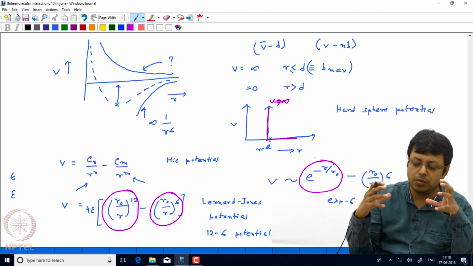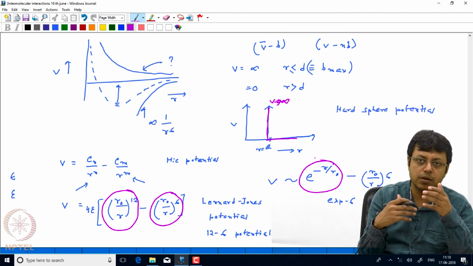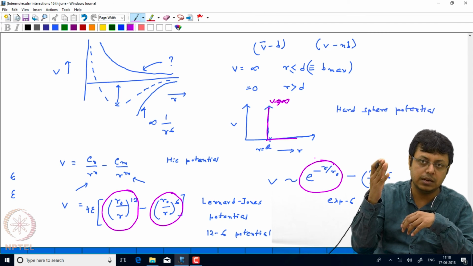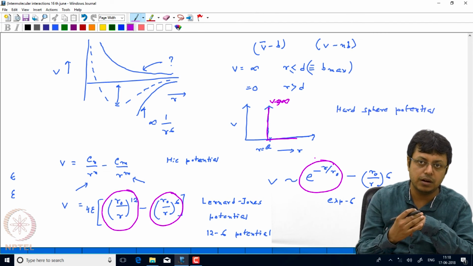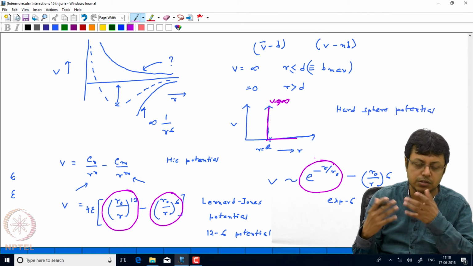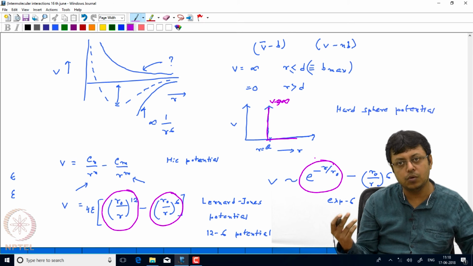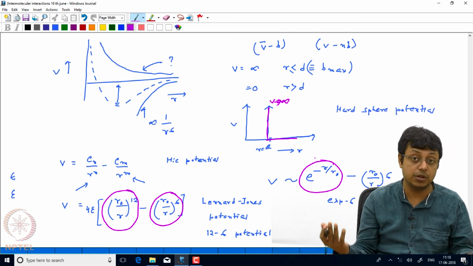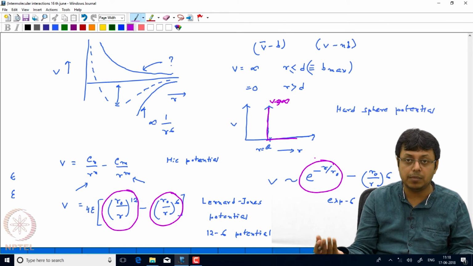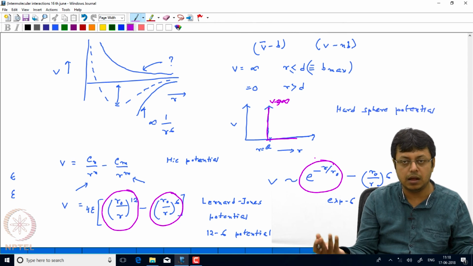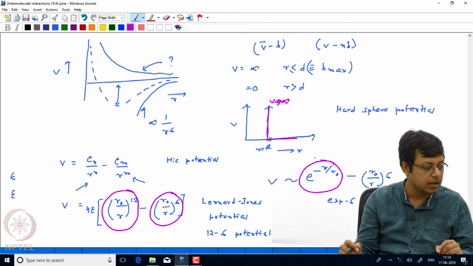So, it is mostly like the energy shoots up as e to the power minus r by r 0, because the wave function for a 1s orbital, or the electron density, the square of that, goes as e to the power minus r by r 0. So, that is how it is argued that a more realistic potential will be e to the power minus r by r 0, which is also experimentally verified. So, at small r the potential will go to a very high value.